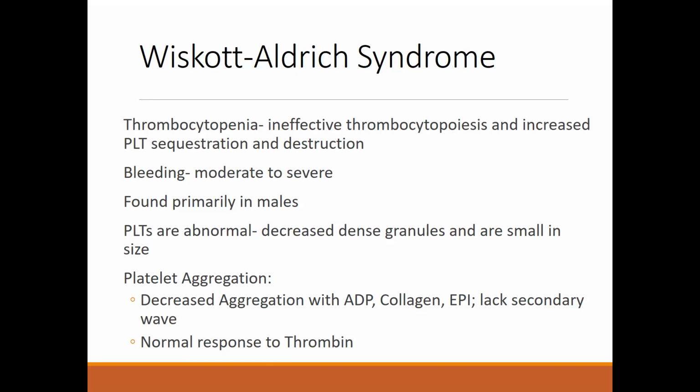That is not happening because of this genetic mutation; there is ineffective thrombocytopoiesis going on. There is also increased platelet sequestration and increased platelet destruction. The bleeding can be moderate to severe. It's found primarily in males because it's an X-linked disorder. The platelets are abnormal: they have decreased dense granules and they are small in size.